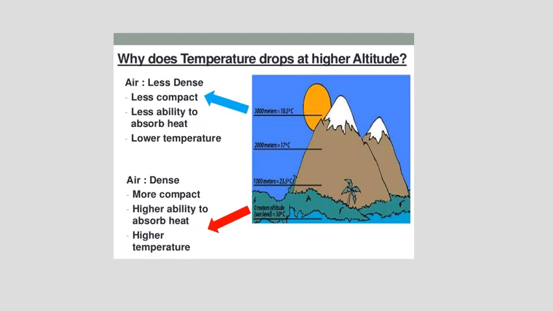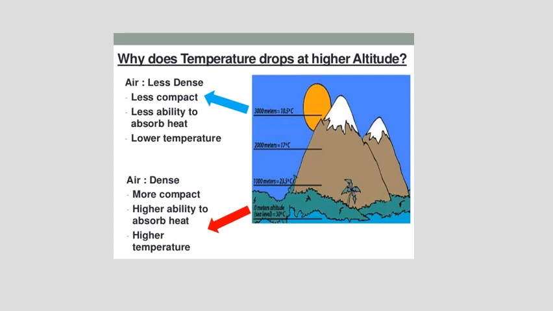The second factor which influences the temperature of a place is the altitude. Altitude means the height of a place above the sea level. So the temperature of the atmosphere and altitude are interrelated. Higher the altitude, lower the temperature. That is why children, you see that during the summer season, a lot of people go to the hilly areas, to the mountains, to get some respite from the heat of the plains.